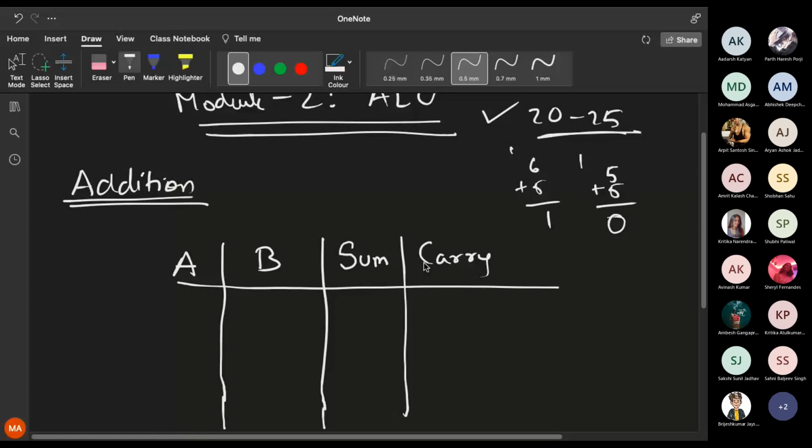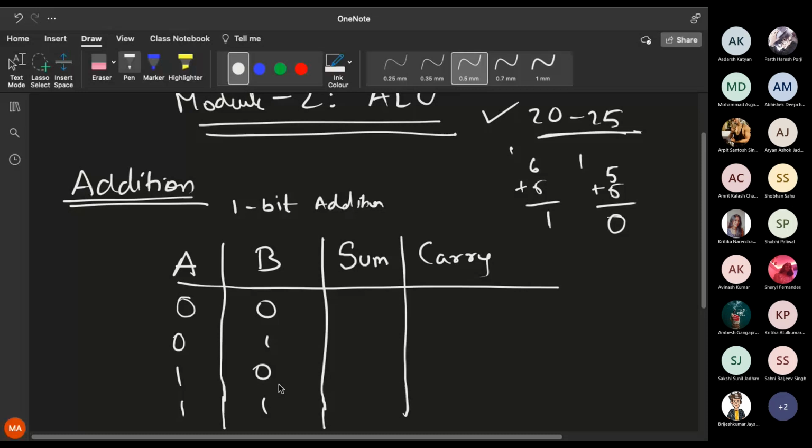Everybody agrees? So if I am performing a 1 bit addition, meaning A is 1 bit and B is also 1 bit, can you tell me what are the different possibilities that I can have? I can have A as 0, B as 0; A as 0 and B as 1; A as 1 and B as 0; and A and B both are 1, right? There is no other possibility, correct?